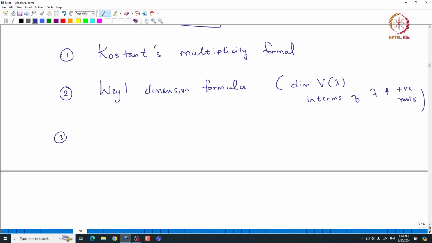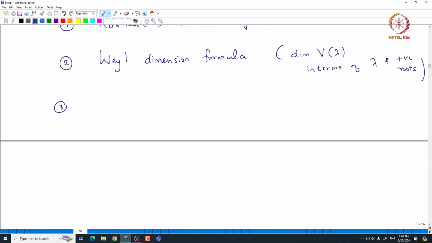Now, the third one tells about the number of times a given irreducible module occurs in the tensor product. This is also called the Littlewood Richardson coefficient, but we are not going to prove the Littlewood Richardson rule in this course. That multiplicity can be given in many different ways. The multiplicity formula that we are going to see is Steinberg's formula, which is again very much a theoretical formula. It tells the following things.